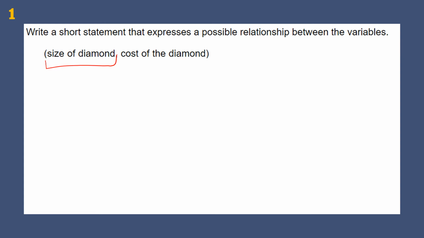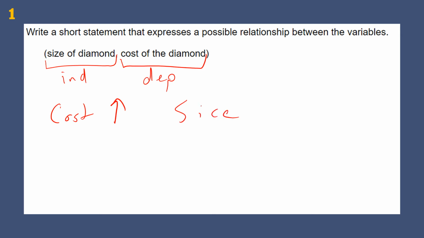The size of the diamond is our independent variable. The cost of the diamond depends on how big it is. That's one of the things it depends on. So what we can say, if we were to just generally say it, is as the cost goes up, the size also goes up. Now, that is not the best possible answer.